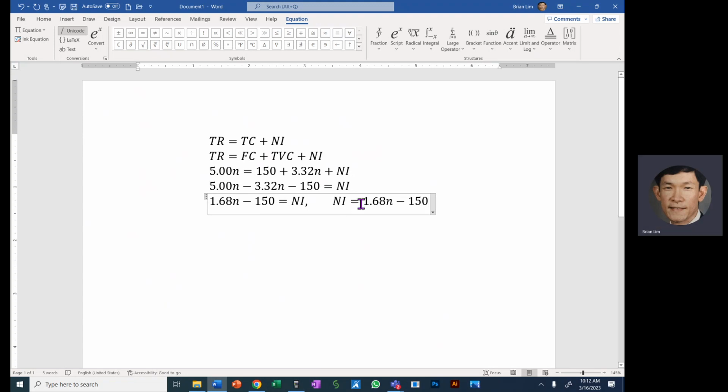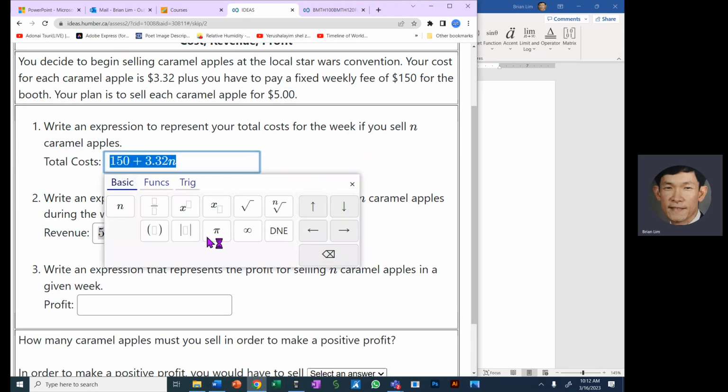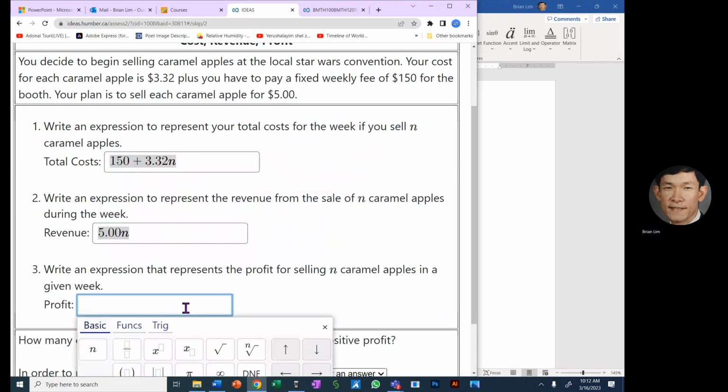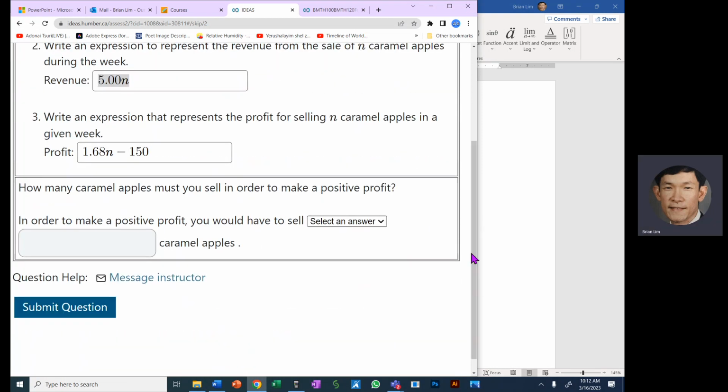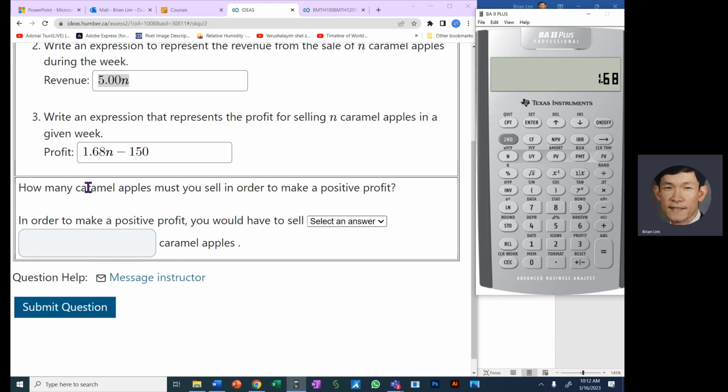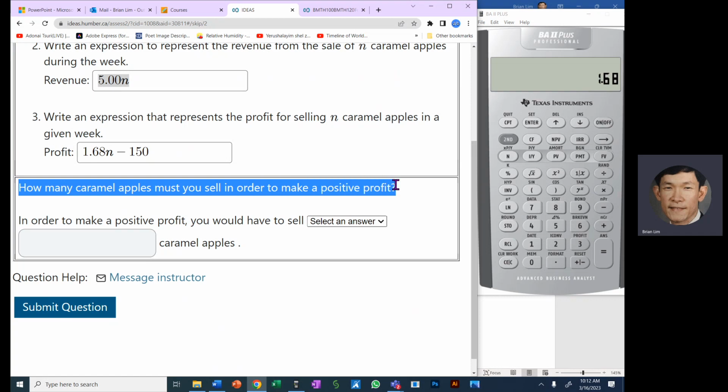And there we are. So this should be the correct answer. Okay, so if we copy that and then we go back into here, that would give us that expression right there. All right, now comes the last part of the question. How many caramel apples must you sell in order to make a positive profit? A positive profit, you need to go past the break even.